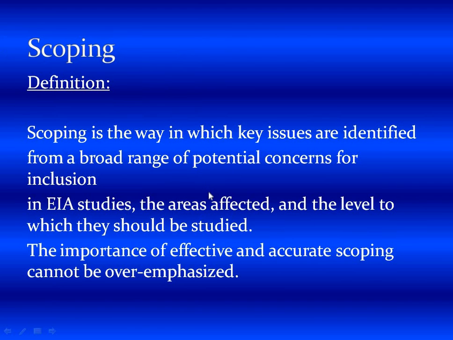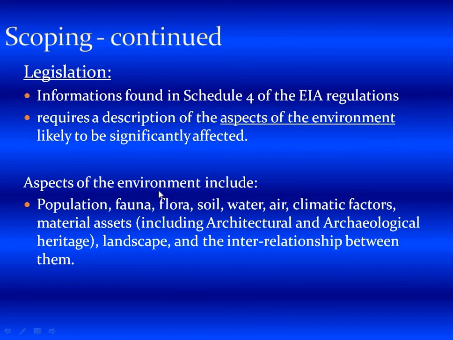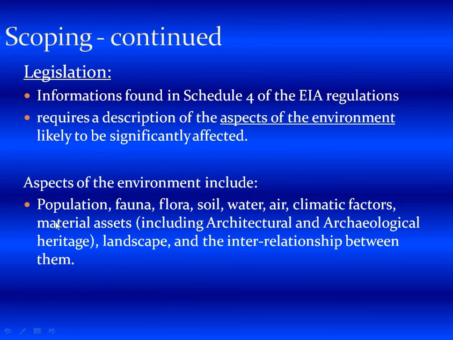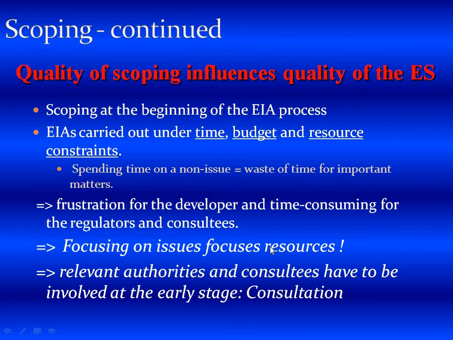Now, similarly, I have given more details of scoping. I am not discussing this now; please go through it, because you will be able to understand after going through it. When in doubt, you will have a separate session for that. Scoping includes the legislative aspects and also the environmental aspects: whether flora and fauna are affected, whether architectural or archaeological heritage is affected, landscape, other things, and interrelationships. The quality of scoping influences the quality of the environmental statement.